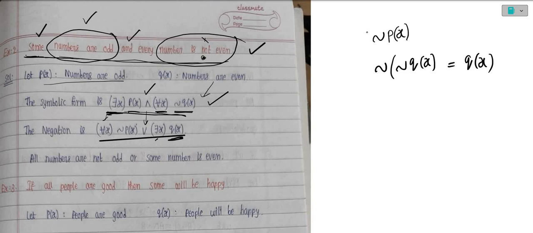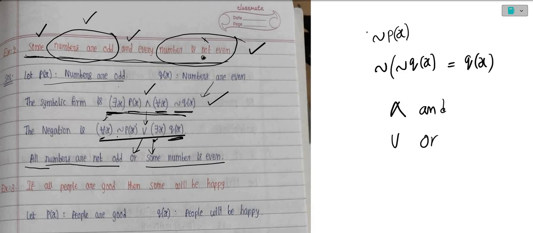Now I am writing this symbolic form in words. 'For all' is there, and for p of x we have a negation. So negation of p of x is 'numbers are not odd'. That's why 'numbers are not odd'. This is the symbol, 'or', which is replaced with or; 'and' means this one, 'or' means V. So V, and here 'there exists' is there. 'There exists' is replaced with 'some', q of x, 'numbers are even'. For 'there exists' I am writing 'some numbers are even'.